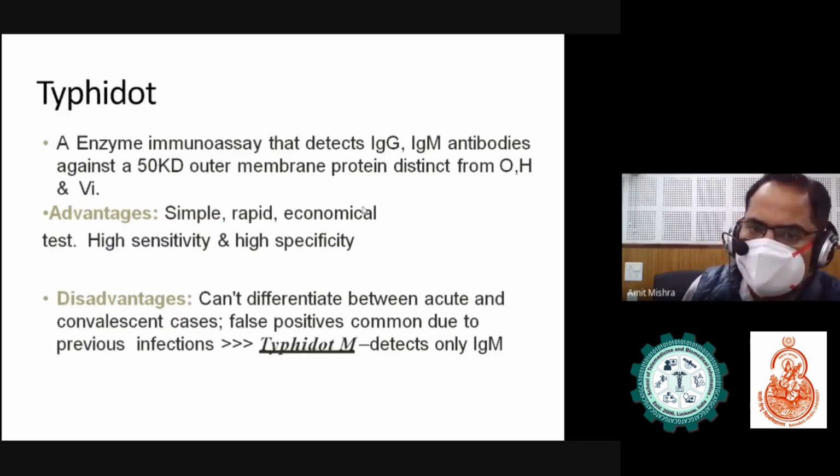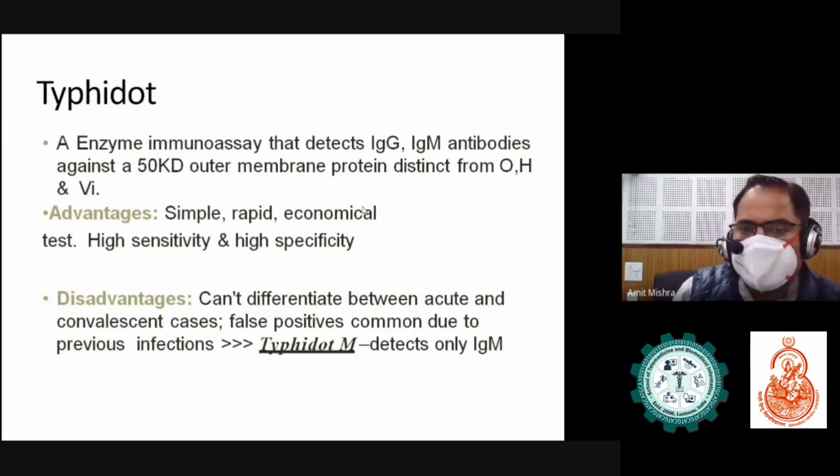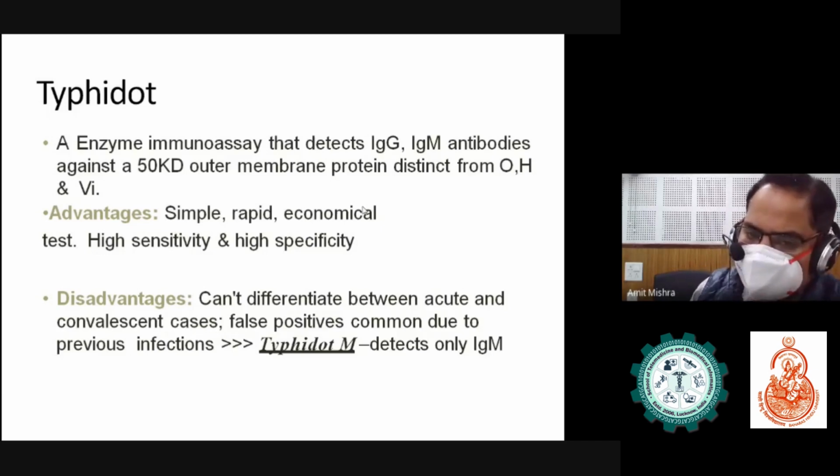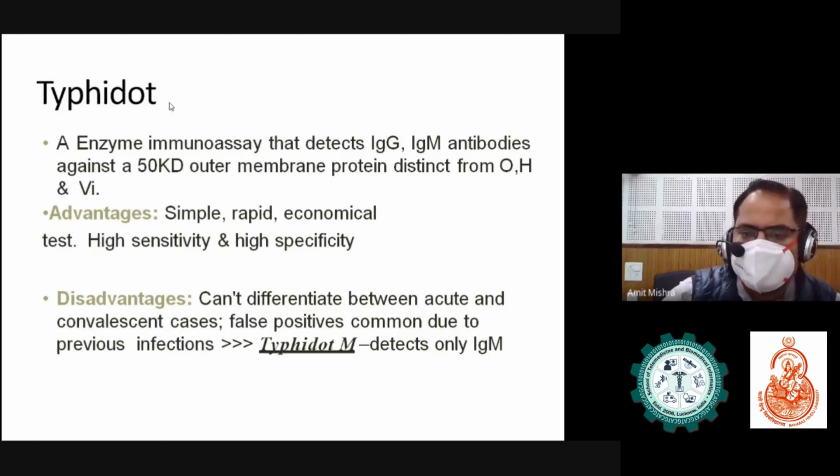This is the Typhidot, which is commonly used right now. It's fast and rapid, economical, and has high sensitivity and high specificity. It is basically an enzyme immunoassay that detects IgG and IgM antibodies against outer membrane protein from O, H, and Vi antigens. The disadvantage is that it cannot differentiate between acute and convalescent cases. False positives are common due to previous infection. But the advantages are good: it is a simple and rapid bedside test with high sensitivity and high specificity.